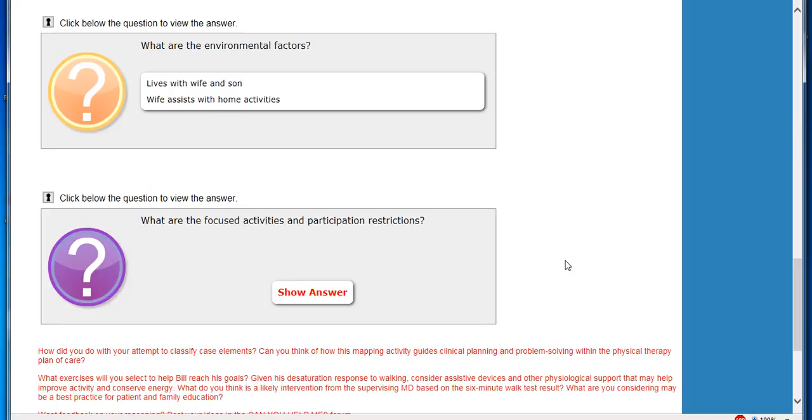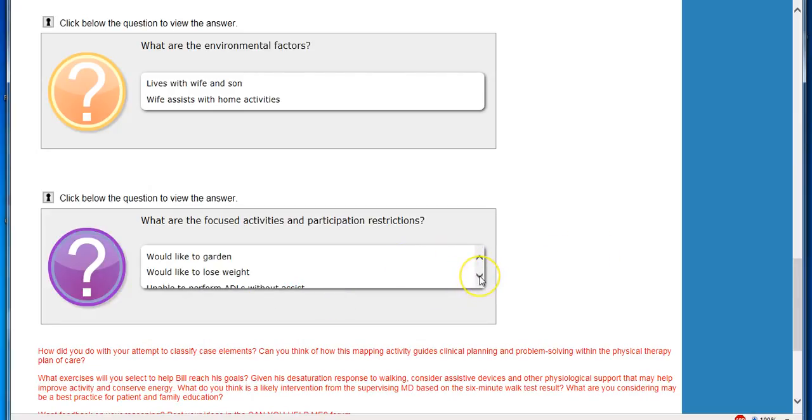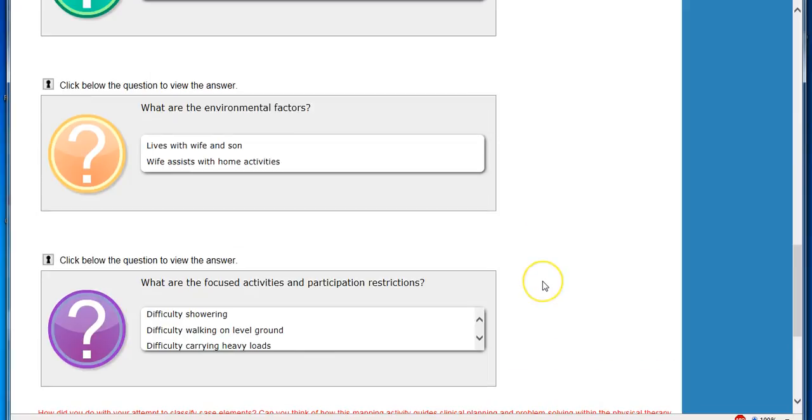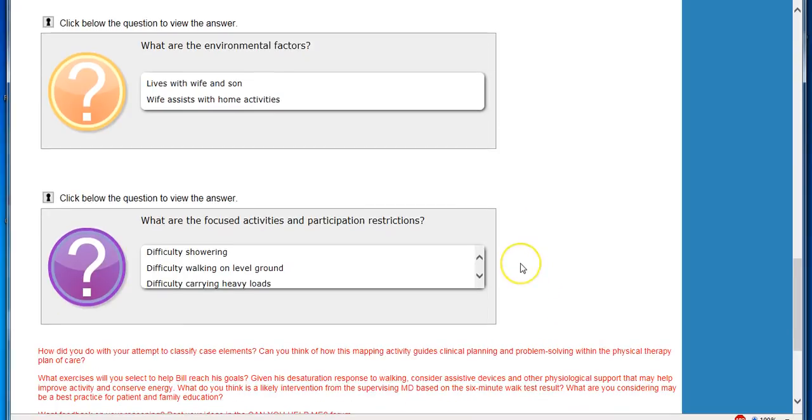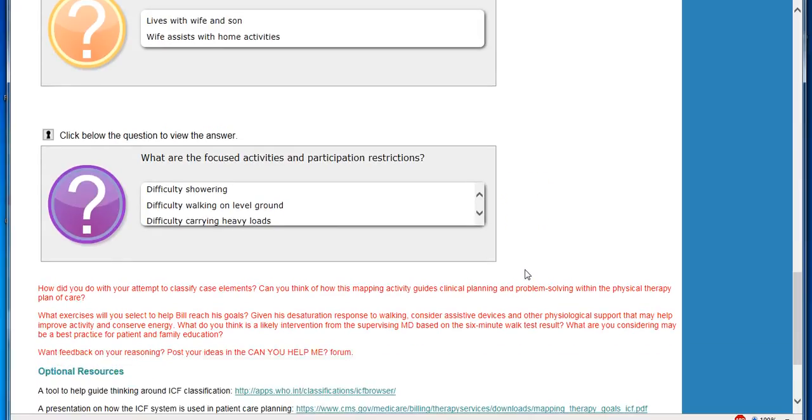So now that we've looked at those elements, let's see if we can really hone in on what are the focused activities and participation restrictions. We know Bill would like to garden. We know he'd like to lose some weight. We know that he needs help performing his activities of daily living. And there are specific activities that are called out here that are really challenging for Bill as a result of his COPD. So there's an example of how mapping to the ICF model starts to help you consider some planning for your interventions.